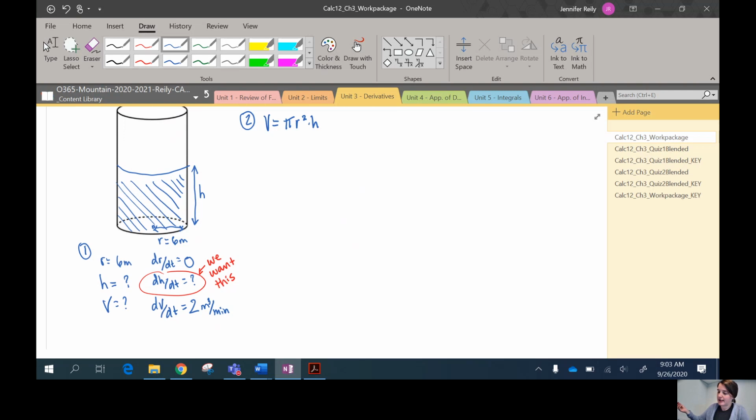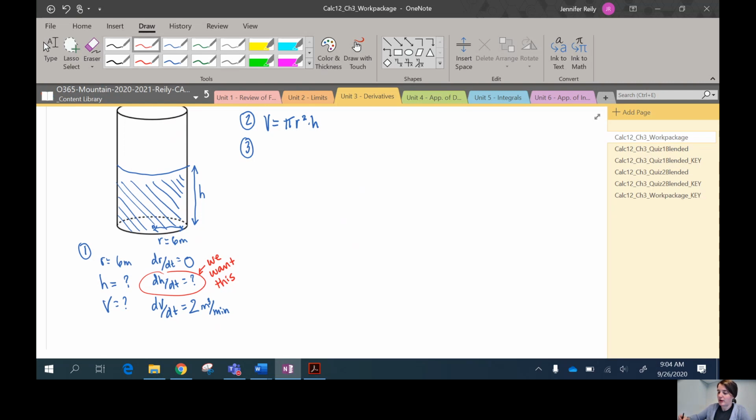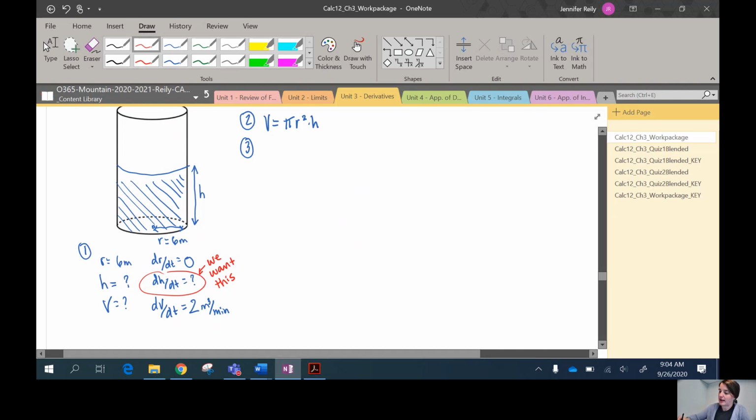Okay, so that's done. Step 3 is take the derivative with respect to time of both sides of that equation because we want to find dh/dt. Okay, so that's how that's going to come out. So we're going to take the derivative with respect to time of volume and the derivative with respect to time of pi r squared times h.